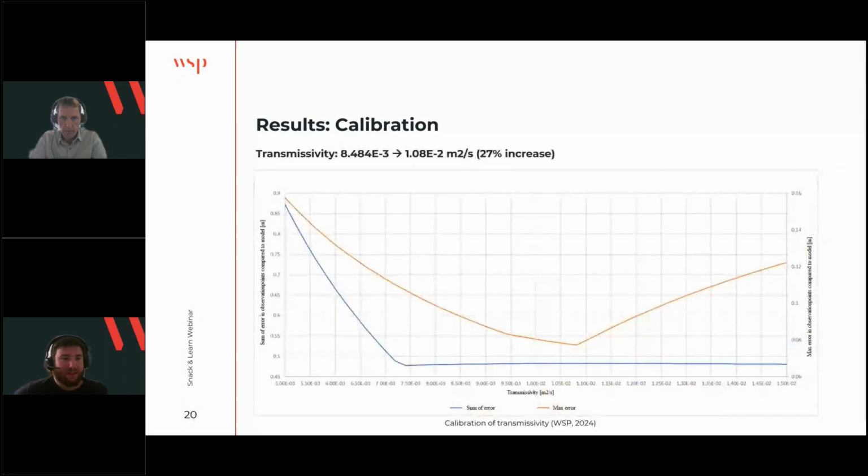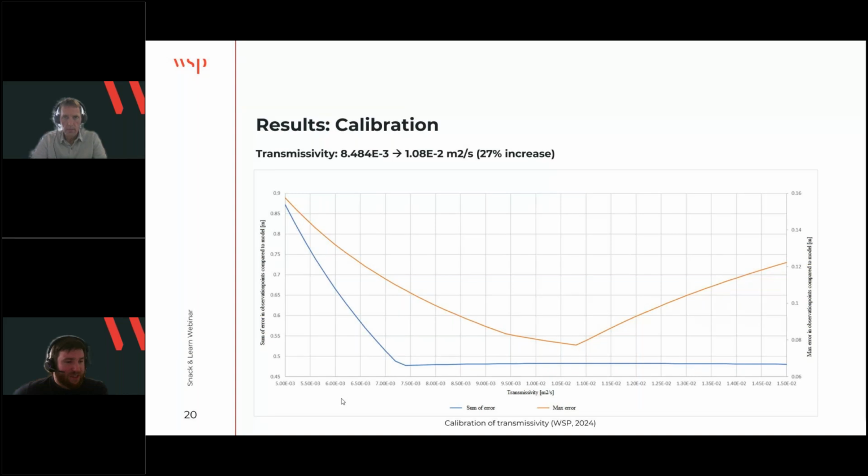So here we can see that we changed the transmissivity. It's along the x-axis here, it's the transmissivity, and we got two different y-axes. We got the sum of the error in all of the observation points, and we got the maximum error in just all of the observation points. So the maximum of the error.